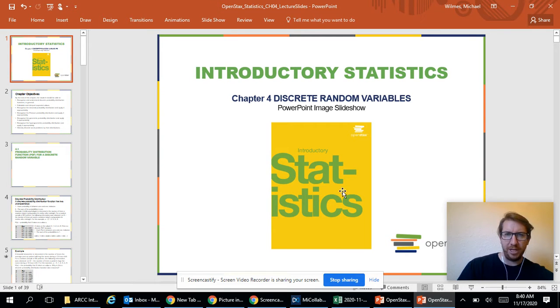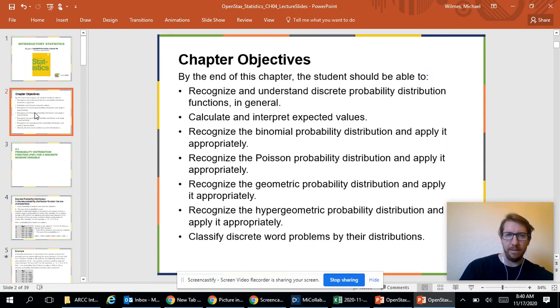All right, welcome to chapter 4. And this chapter is about discrete random variables. And here are the objectives for our chapter. We're going to be looking at just the first half of the chapter. We are going to not go into some of the more difficult probabilities down here. So we're going to be looking at probability distribution functions, expected values, and then binomial probabilities.